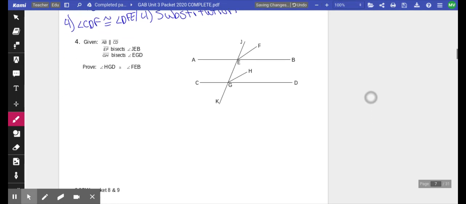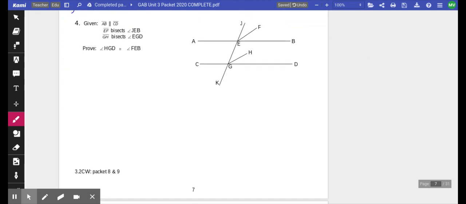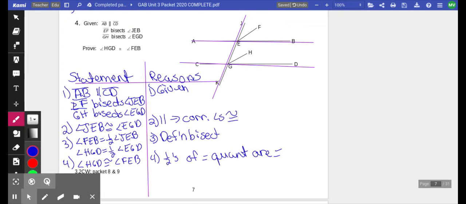All right, so again, I want you to pause and try number 4. Okay, so here's my proof. I stated my givens, then I looked at my first given. AB is parallel to CD, and I also highlighted the transversal JK. So that means angle JEB is congruent to angle EGD because parallel lines implies corresponding angles are congruent. And I knew I wanted to look at those two because those two are part of my next given.